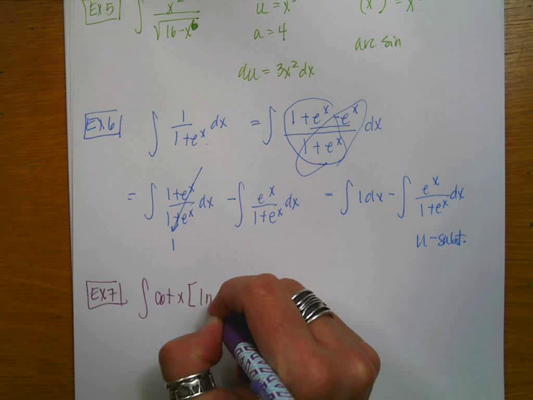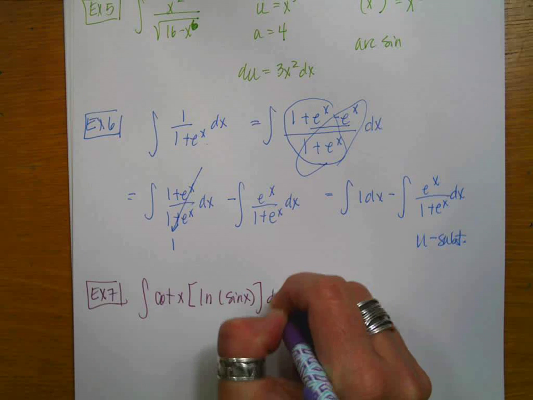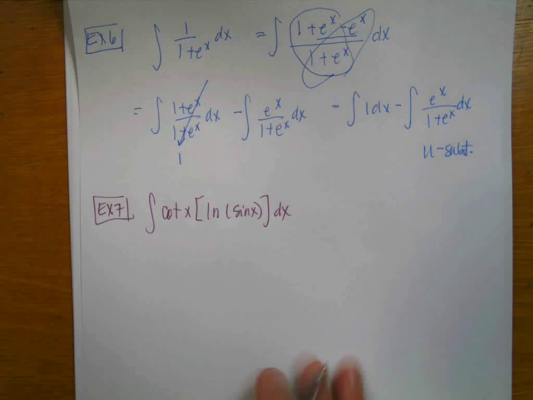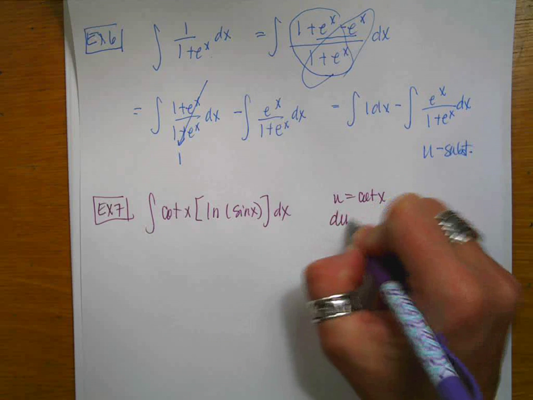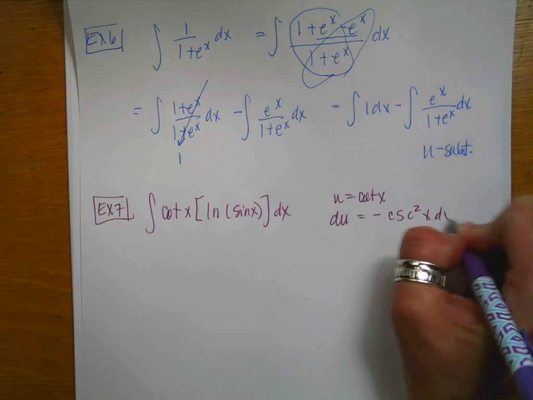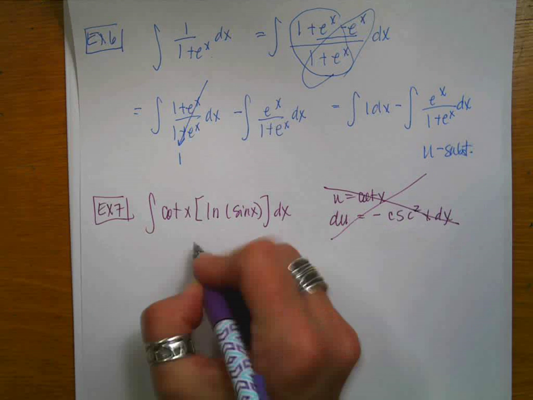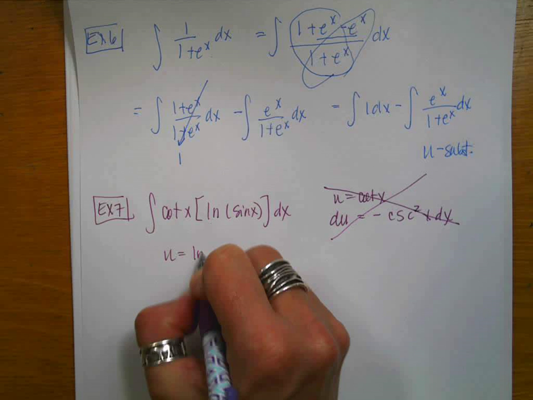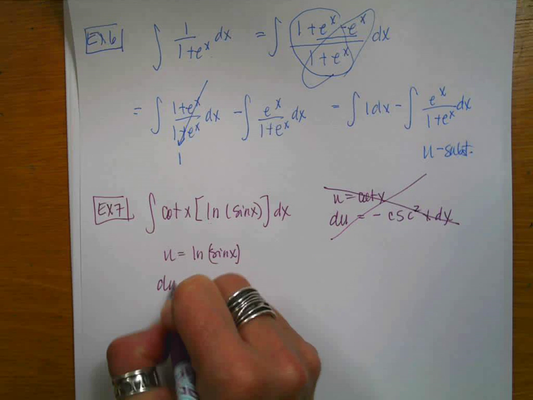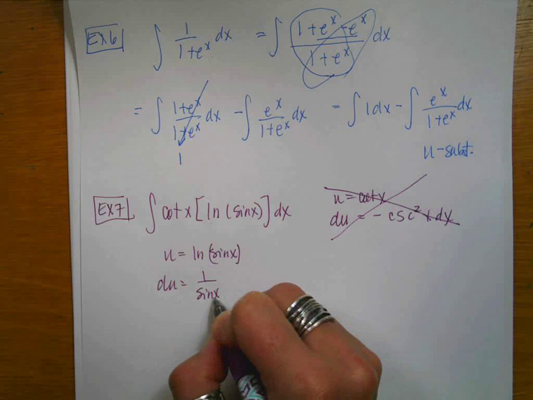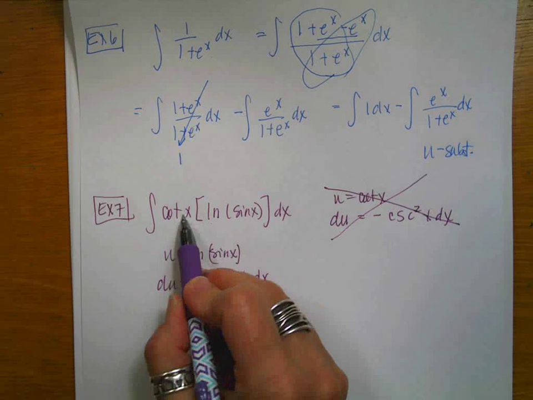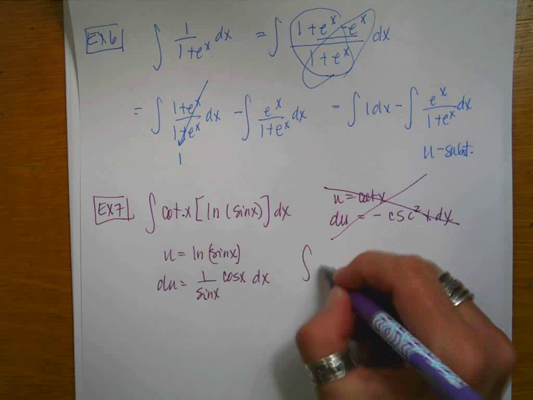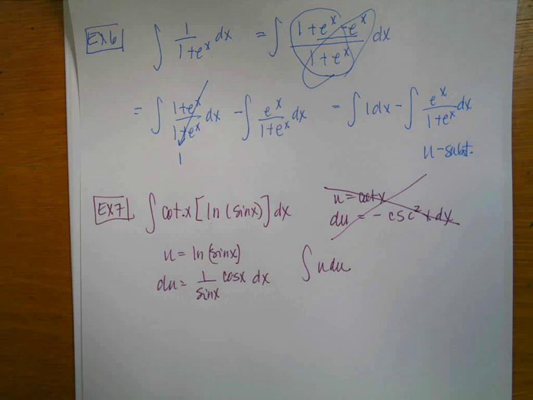So I'm going to have the integral of the cotangent of x times the natural log of the sine of x dx. So as I originally look at this problem, I might think that I can let my u equal the cotangent of x, but my du is a negative cosecant squared x dx. Well, that doesn't work. But what I'm going to do is the opposite approach, and I'm going to let u equal the natural log of the sine of x. My du is 1 over the sine of x times the derivative of the inside, cosine of x dx. Well, cosine divided by sine is cotangent, so then this just becomes the integral of u du. So that was actually pretty nice and straightforward.